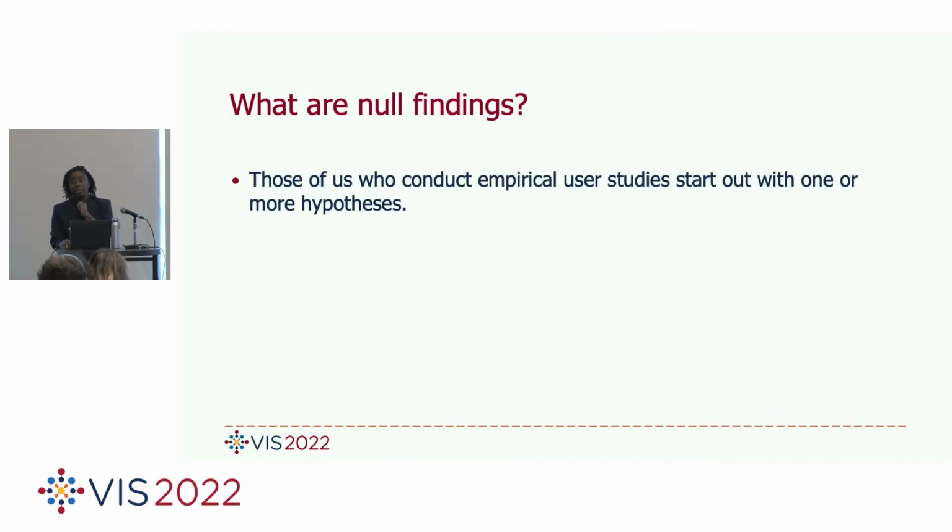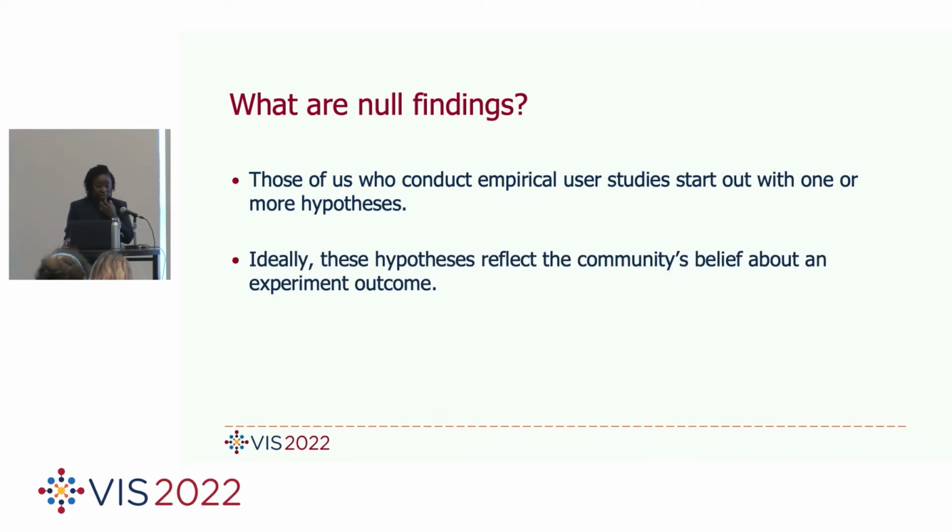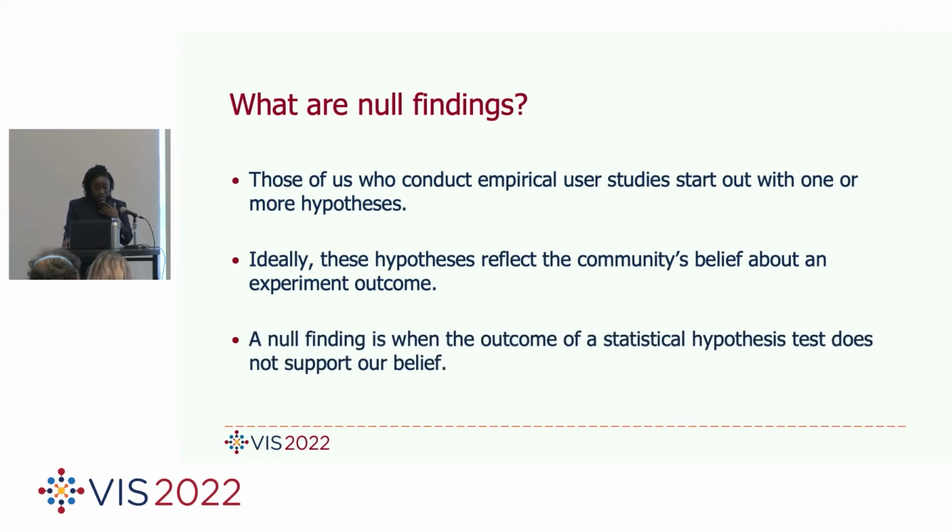So for those of us who conduct empirical studies, you start out with some hypothesis. Sometimes we pre-register it, but for the most part, these hypotheses are based on what we believe in the community. We don't just pull them out of thin air; we usually decide on hypotheses based on prior work in our community or in related communities. And a null finding is when your results don't support these hypotheses.